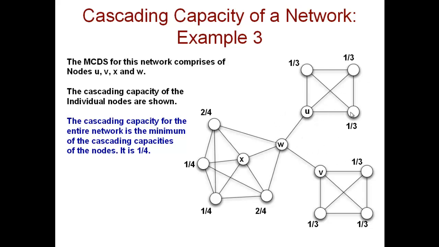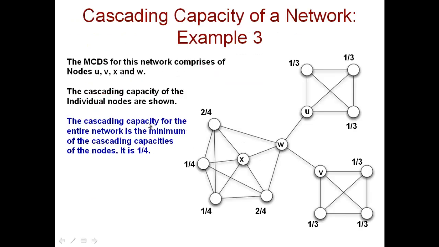Similarly, say in this example here, W, X, U and V are the MCDS. Okay, so given that W, X, U, V are the MCDS, go ahead and find for the other nodes what fraction of their neighbors are in the MCDS. So for this node here, 2 of its 4 neighbors are in the MCDS, so its cascading capacity is 2/4. For this node here, 1 of its 4 neighbors is in the MCDS, so its cascading capacity is 1/4. And the minimum of all the cascading capacities of the non-MCDS nodes is 1/4. That is the cascading capacity of this network.